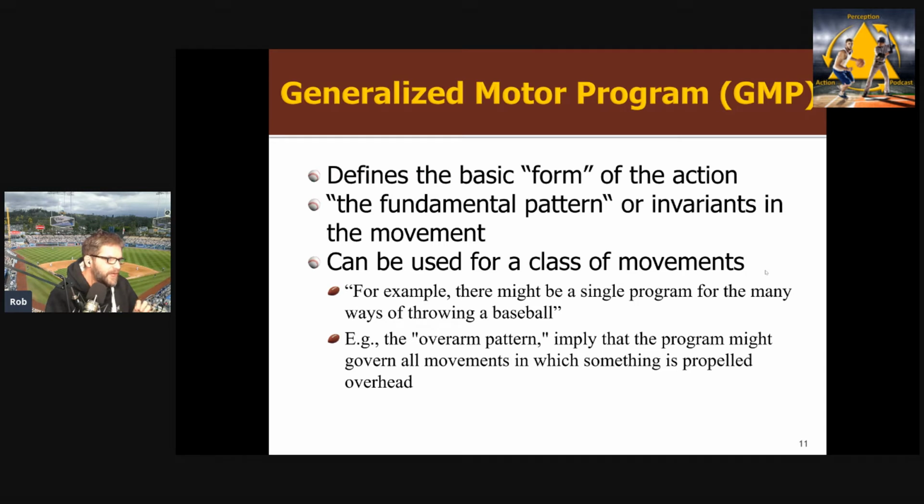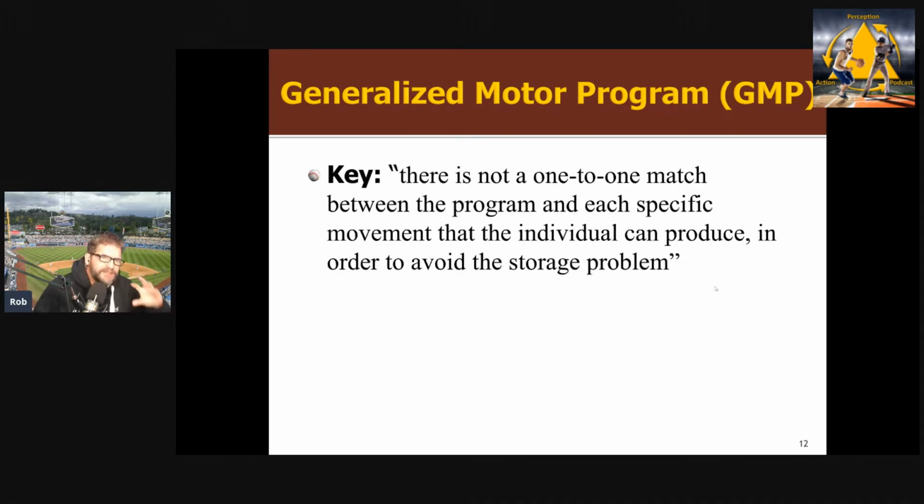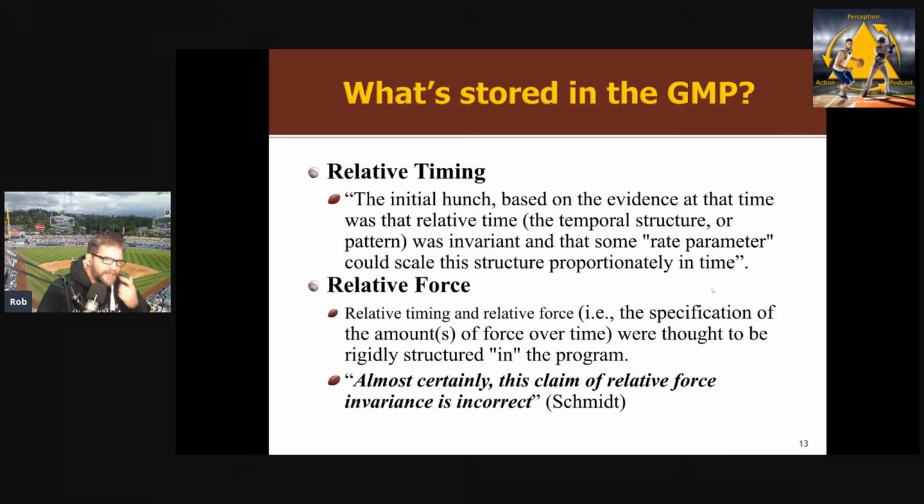Okay. So you could have a single program, right? So this is the idea. The key to this is he's moving away from a one-to-one match between a motor program and the actions, right? You have a generalized motor program that covers a class of actions, right? So it helps solve both the storage problem, right? You don't need a million programs, one for every action. And also novelty. I can do different kinds of throwing motions because I can start with this general form. Okay. So what's in the GMP, right?